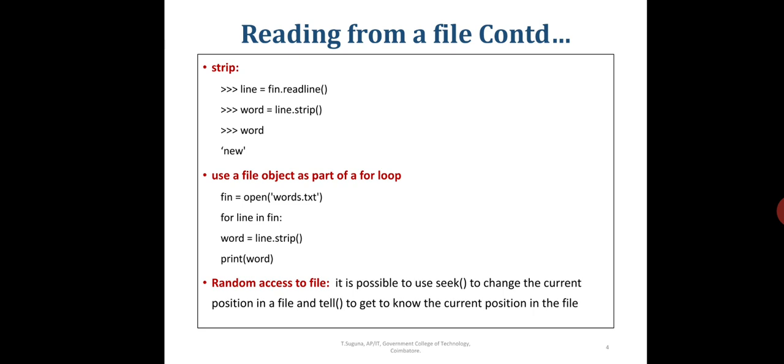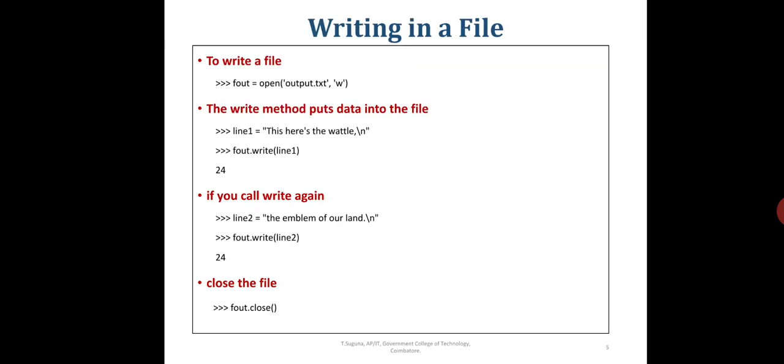In addition to sequential reading of a file, it is possible to read the file content randomly using two built-in functions, seek and tell. It is possible to use seek to change the current position in a file and tell to know the current position in the file.